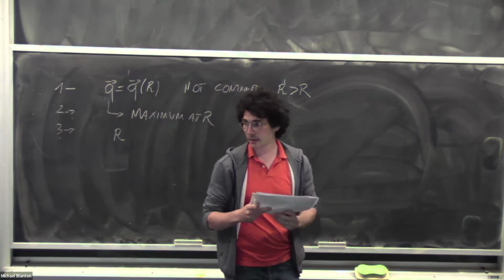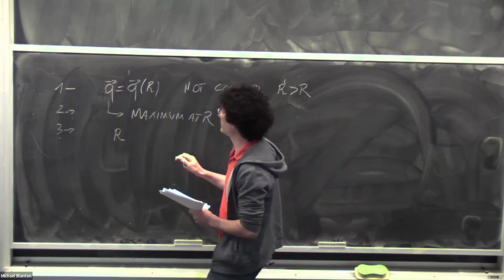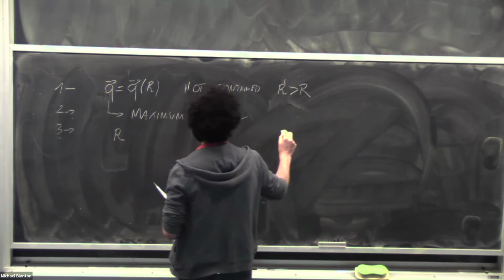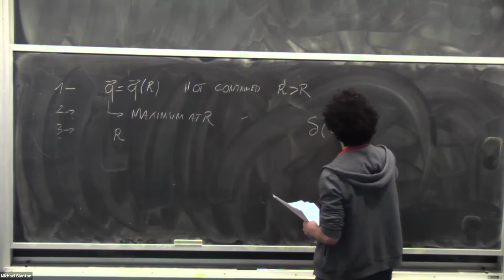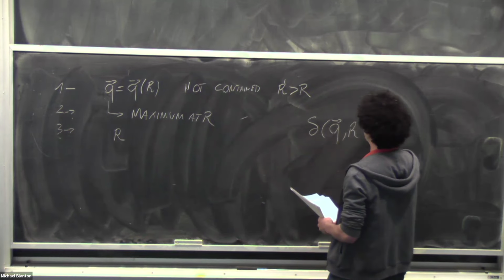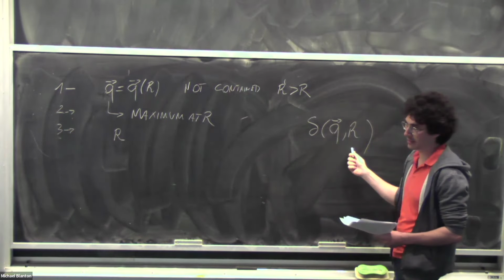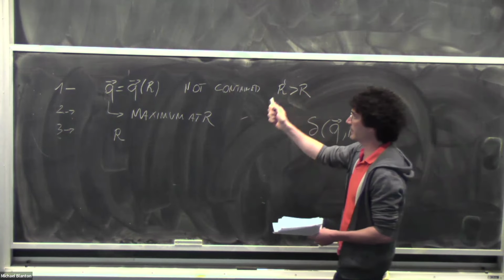Sorry, Q is the location of a maximum when this field is smoothed with a window function of radius R. This is a Lagrangian halo or void if it satisfies these three conditions.